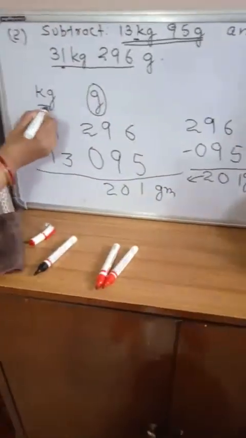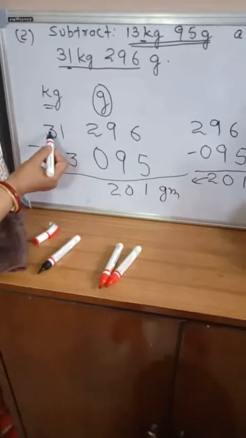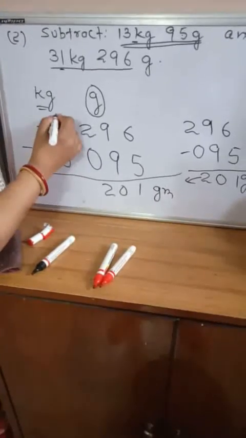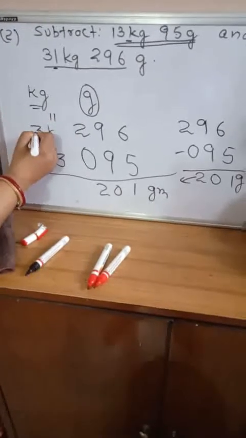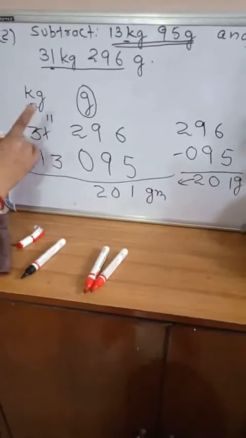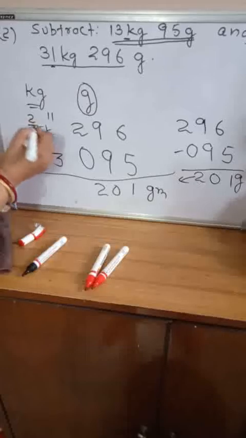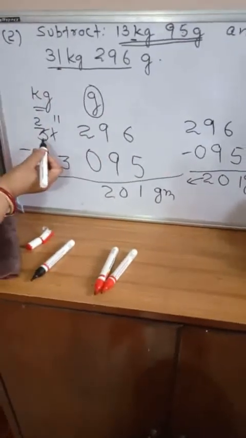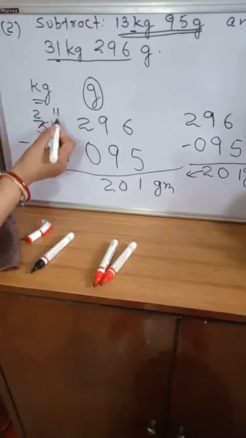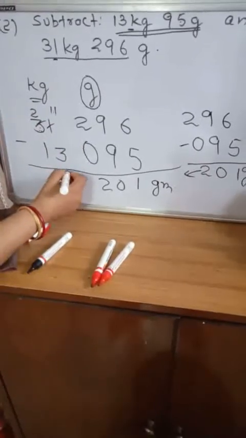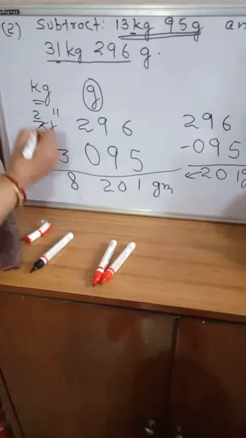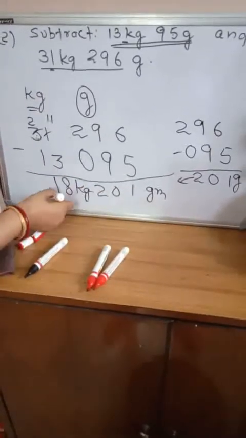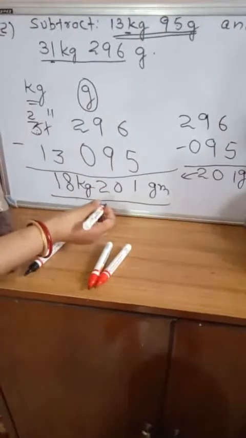Now come to this kg section. So it is 31 minus 13. Here this 1 will become 11. I will borrow from the 1 digit, so 3 will become 2. We can borrow 10. So 11 minus 3 is what? It is 8 and 2 minus 1 is 1. So it is 18 kilogram and 201 gram.